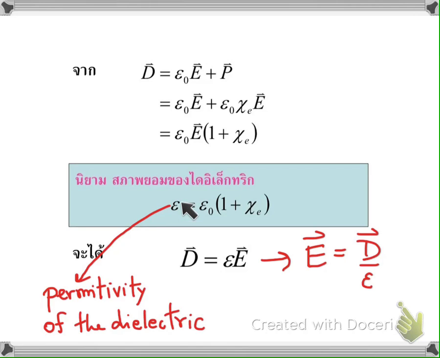And if you group this, you will have that D is equal to something times E, and this thing is equal to epsilon 0 times 1 plus chi E. We call this the permittivity of the dielectric. Okay? And we can write that D is equal to epsilon E.